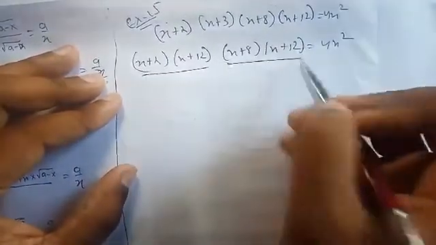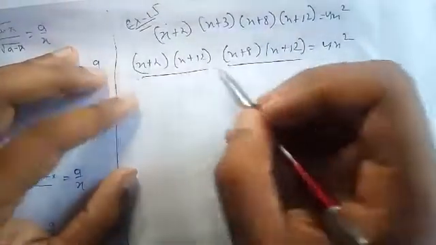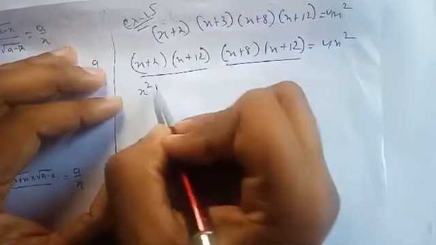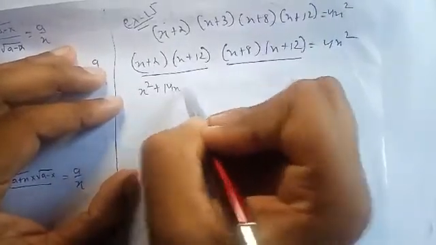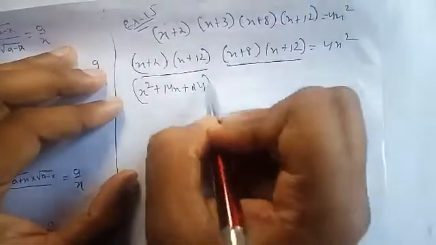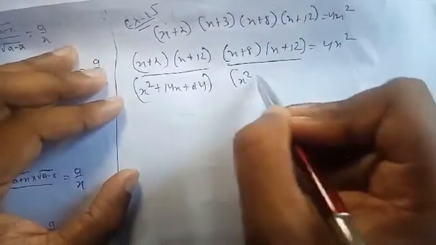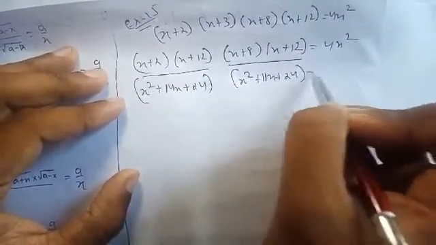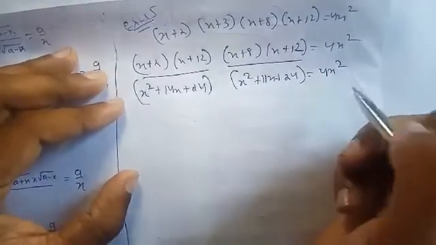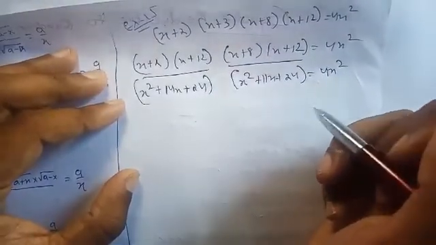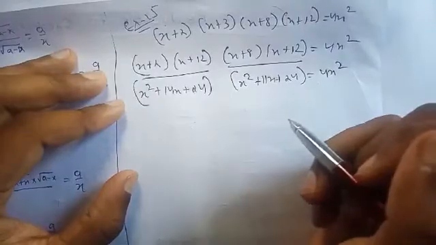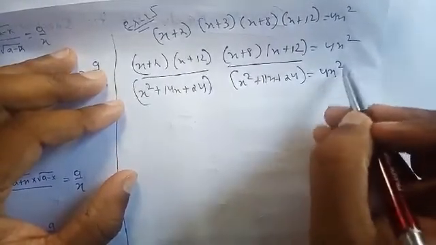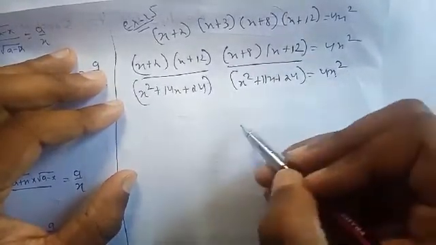Now this 2 and this 2 can be in one term. When I multiply this, I'll get x square plus 14x plus 24. Okay, and when I multiply this, I'll get x square plus 11x plus 24 equals to 4x square. Now if you guys have a look over here very carefully, there is a square on that side. So what I'll do, I'll shift it over here.